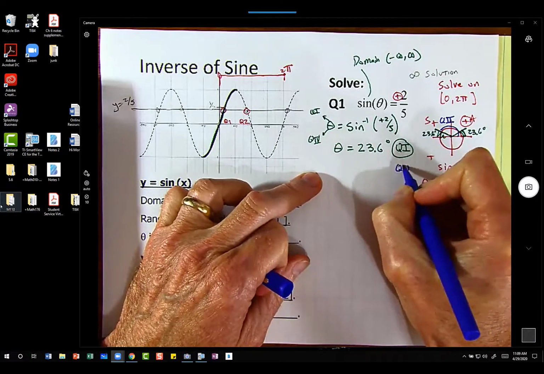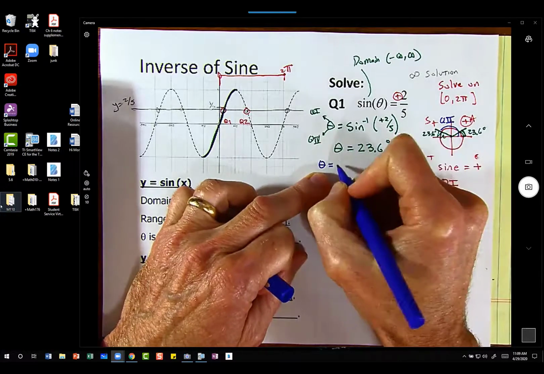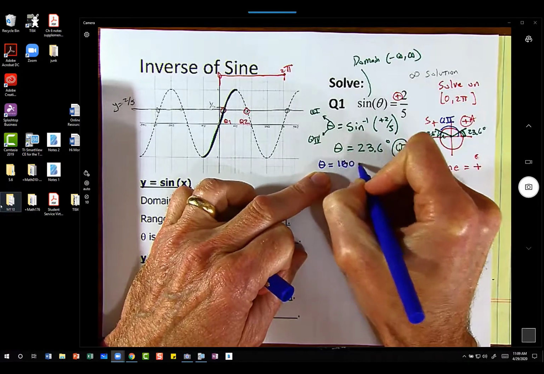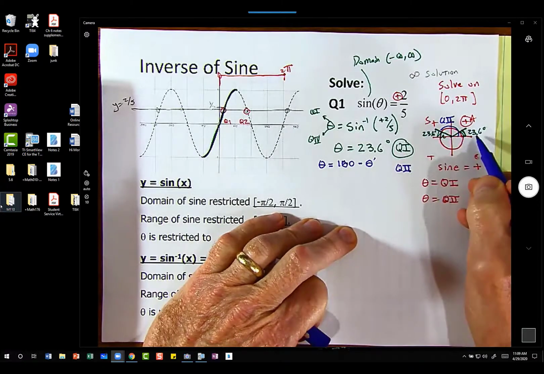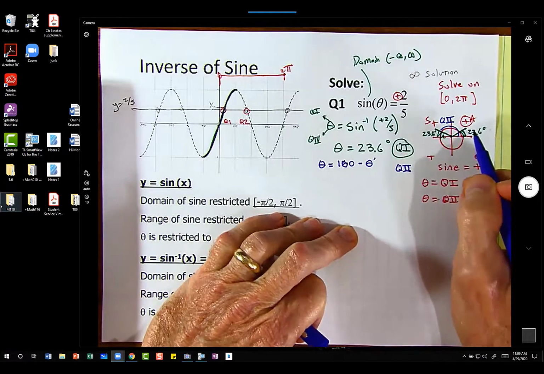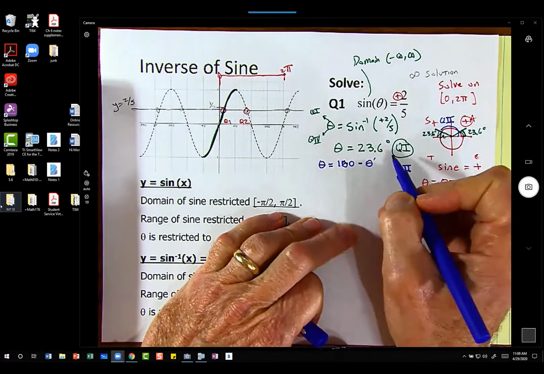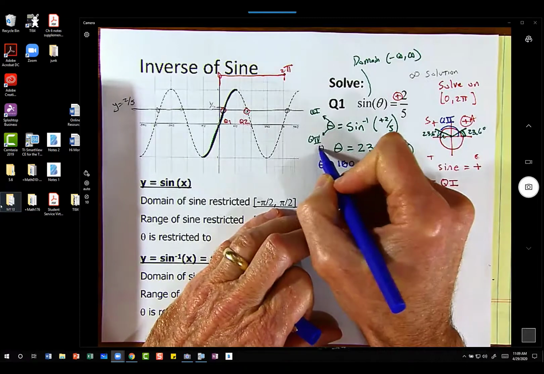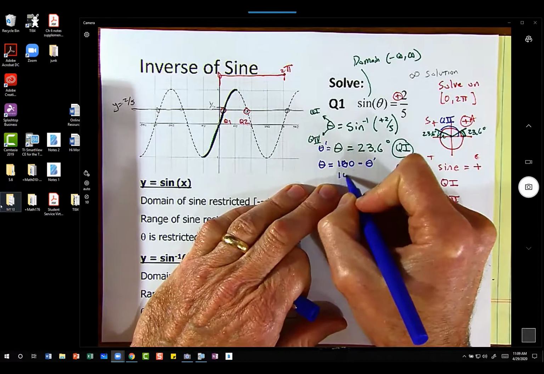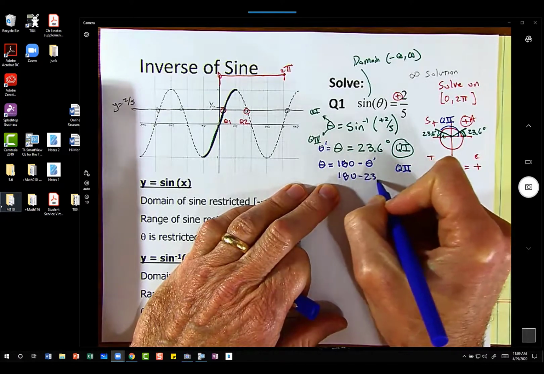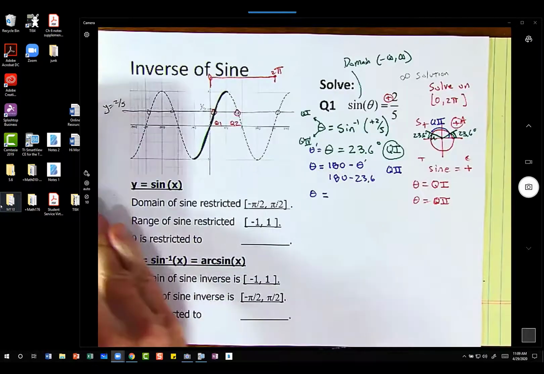Subtract from 180. Exactly. Theta is going to equal 180 minus the reference angle. Now, because 23 is less than 90, this first answer is the answer in quadrant 1, but it is also the number I can use from my reference angle. So I can take 180 minus 23.6, and now I'm going to get theta for my other solution.